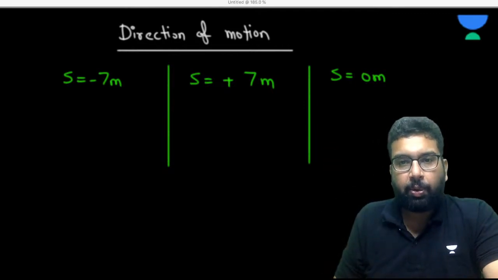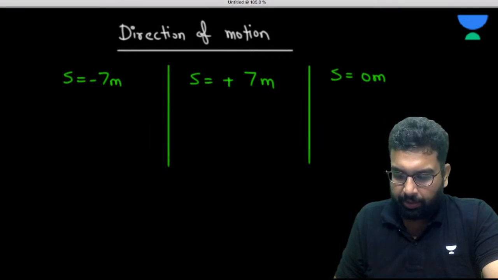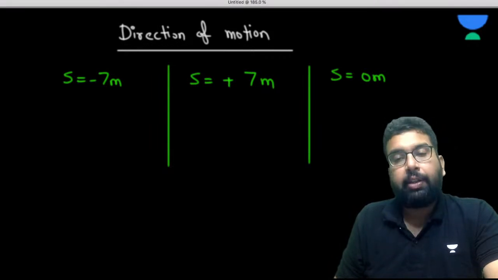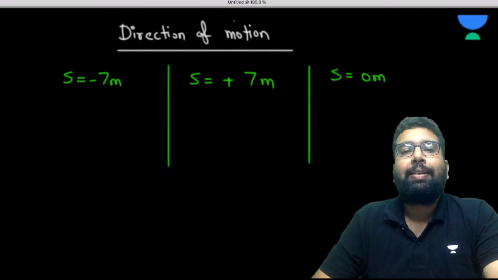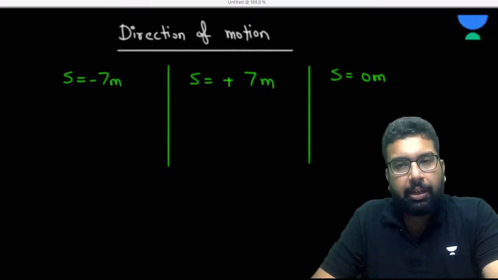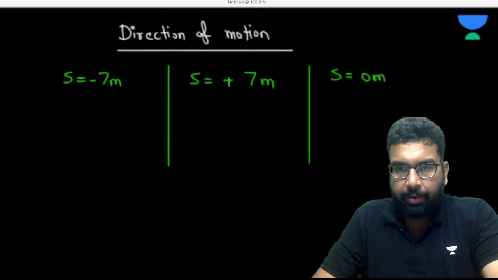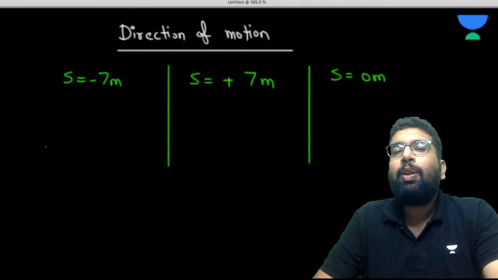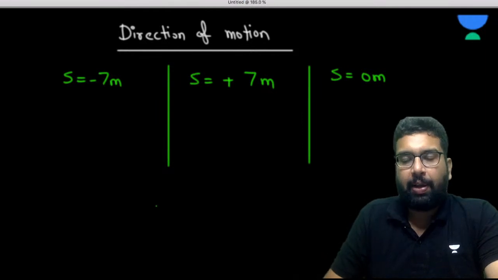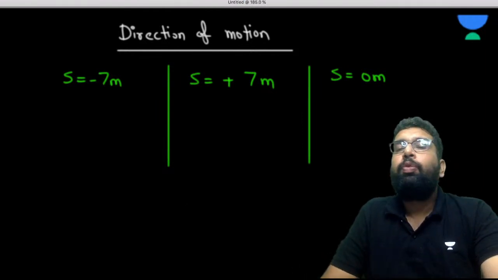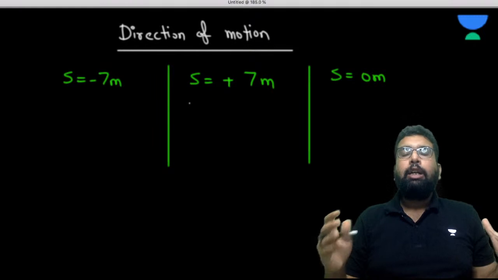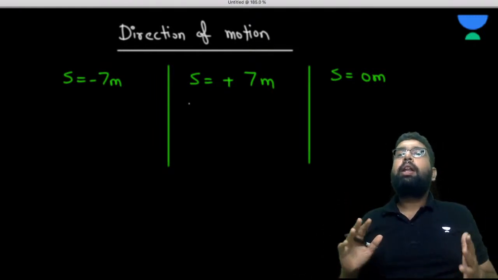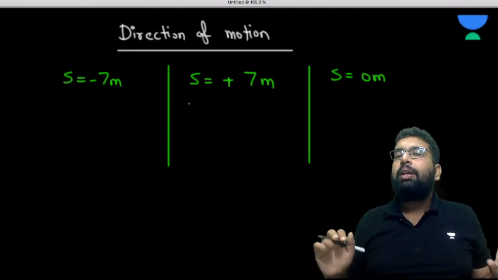No, I am asking about the direction of motion. Can you tell me the direction of motion from it? So, no, sir, we cannot tell the direction of motion. Please understand this. When we see this minus or plus, we try to interpret the direction of motion, but this doesn't give the direction of motion.